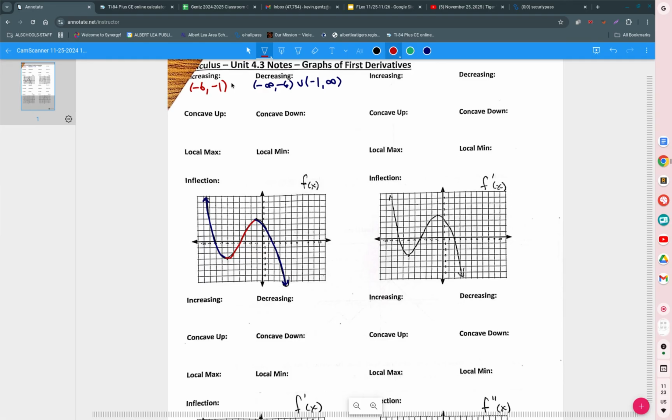Looks like we have a local maximum at -1, +4. And we have a local minimum at -6, -3.